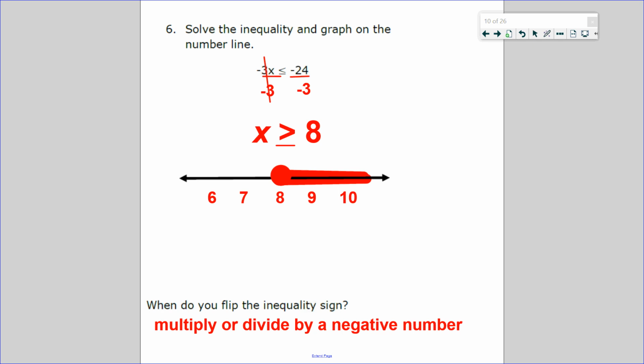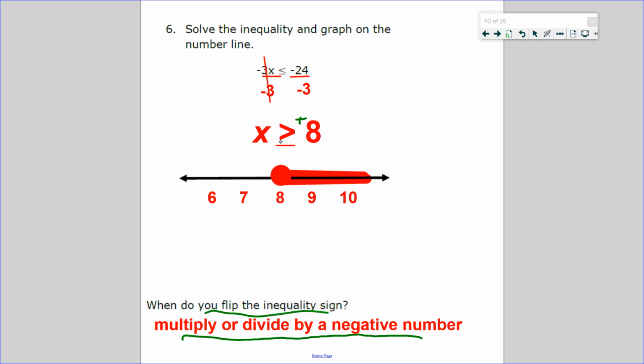Number 6, solve this inequality and graph on the number line. So this is a multiplying relation. So I divide both sides by -3. Cancel. -24 divided by -3 is 8. Why is it +8? Opposite of a negative is positive. But notice how I flipped the sign. Do you remember when do you flip the inequality sign? When you multiply or divide by a negative number.